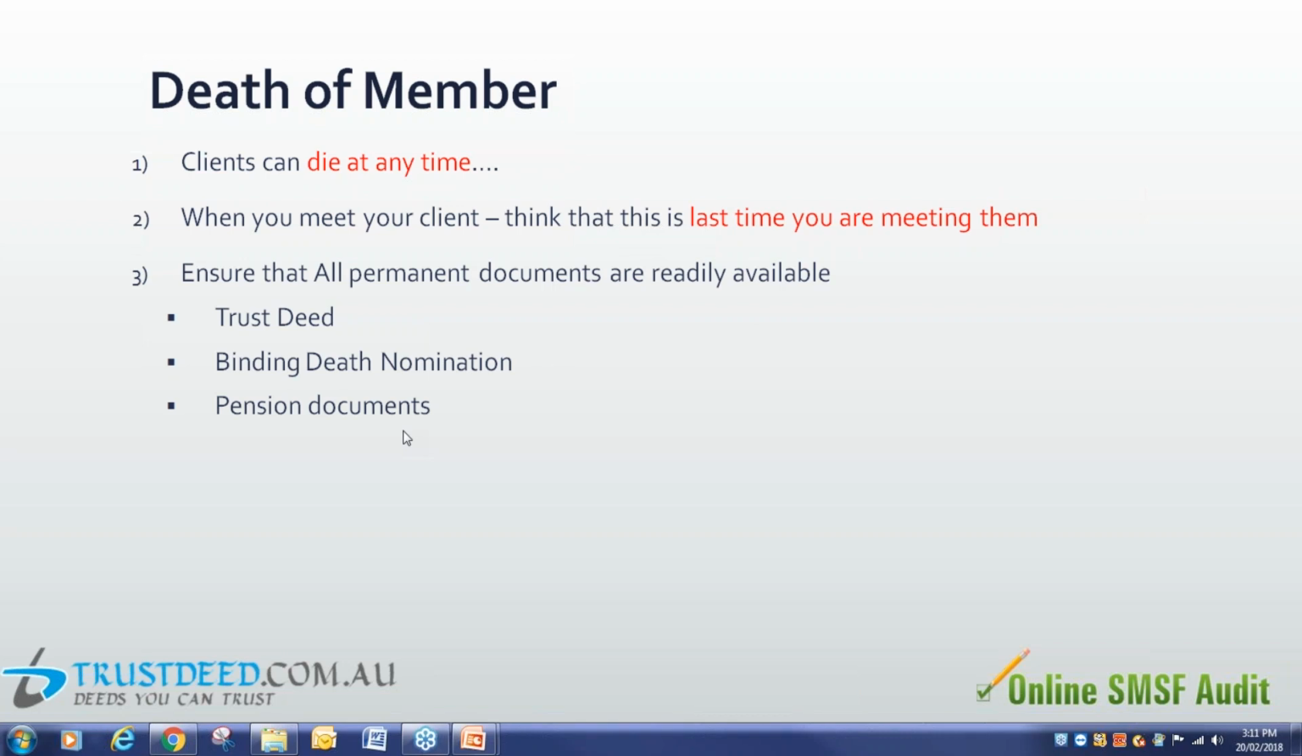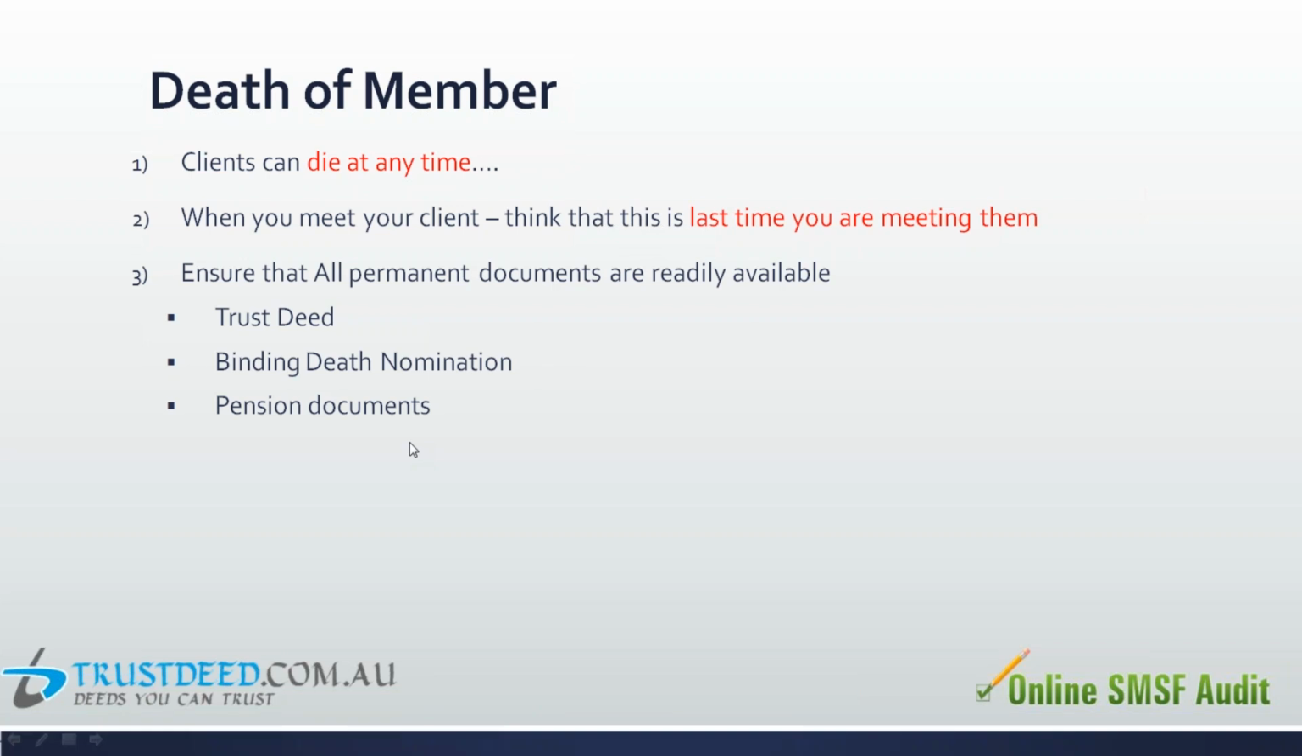Also, the trust deeds, I've noticed, are not updated. Some trust deeds prior to 2007 don't talk about account-based pensions, and some people may die with a transition to retirement pension, and the trust deed actually doesn't allow transition to retirement pensions, because these pensions came in 2007 and the trust deed is older than that. So I don't want to dwell too much on this. I think if you are a quality advisor, you would have ensured that your documentation is up to date.